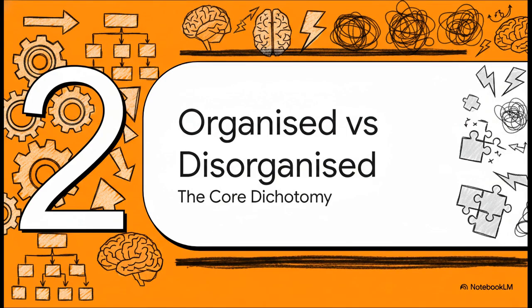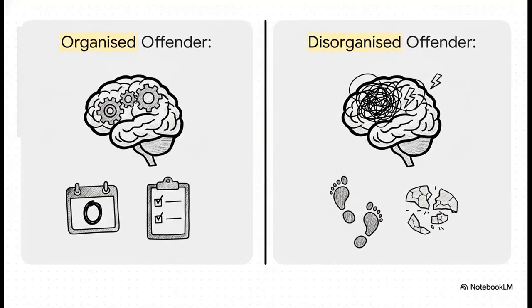Okay, now we're getting to the absolute heart of the top-down approach. The entire thing hangs on this one single idea, that you can basically sort all serious offenders into one of 2 different camps. And here they are. These are the 2 neat little boxes the FBI came up with.